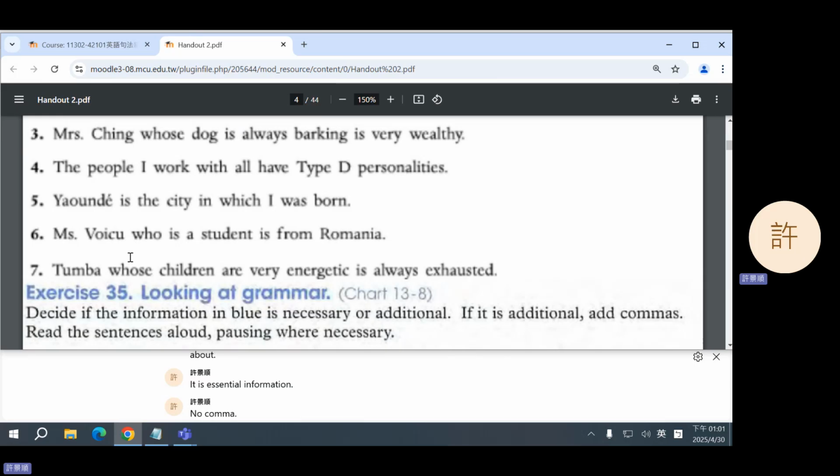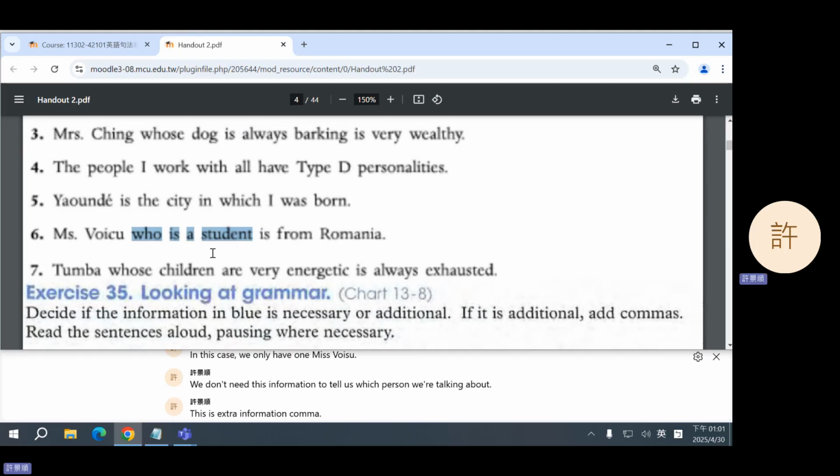Number 6, commas. Ms. Voisu, comma, who is a student, comma, is from Romania. In this case, we only have one Ms. Voisu. We don't need this information to tell us which person we're talking about. This is extra information, commas.